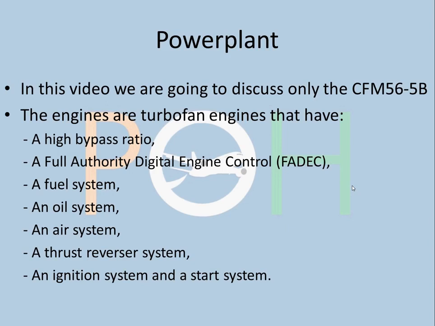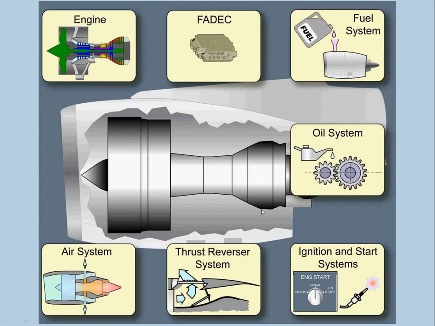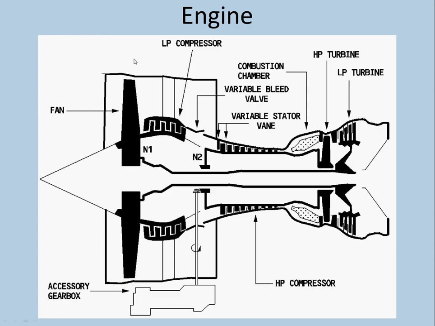Okay, so the engines are turbofan engines that have a high bypass ratio, a FEDEC, that is a Full Authority Digital Engine Control, a fuel system, oil system, air system, thrust reverser system, ignition system and start system. As you can see on this diagram, this is what we'll discuss through the three videos: engine, FEDEC, fuel system, oil system, ignition, thrust reversers, the pneumatics or the air system. Okay, so let's talk about the engine first.